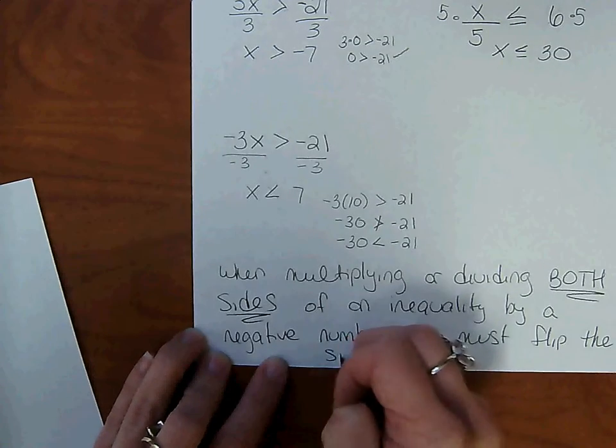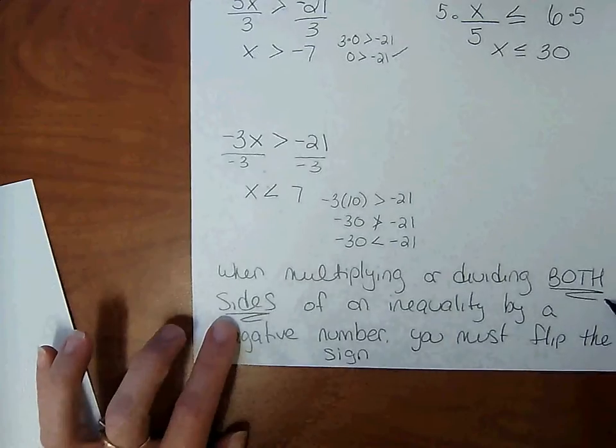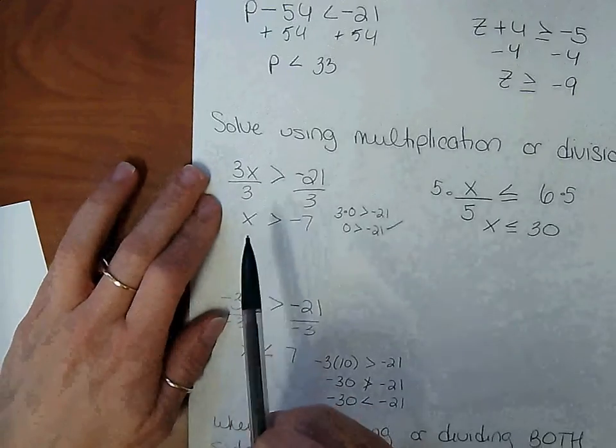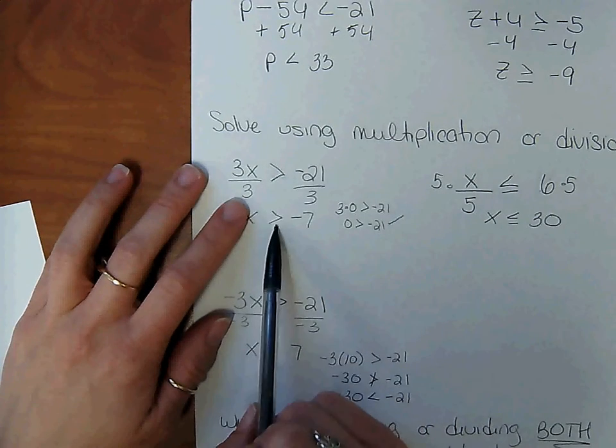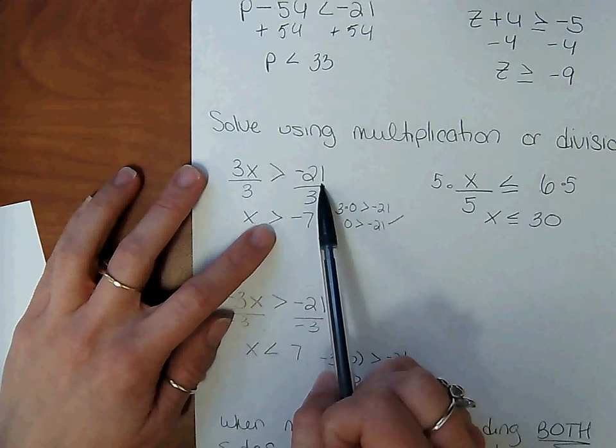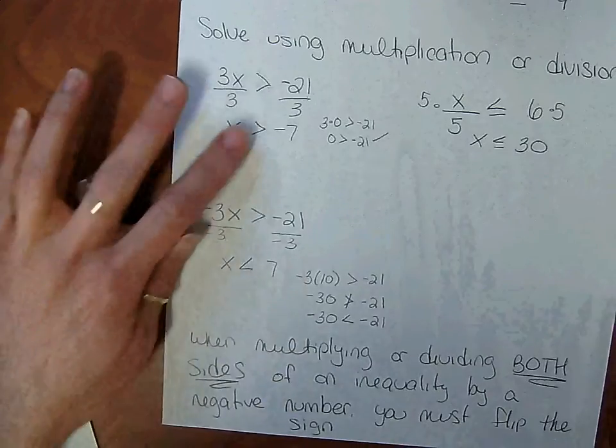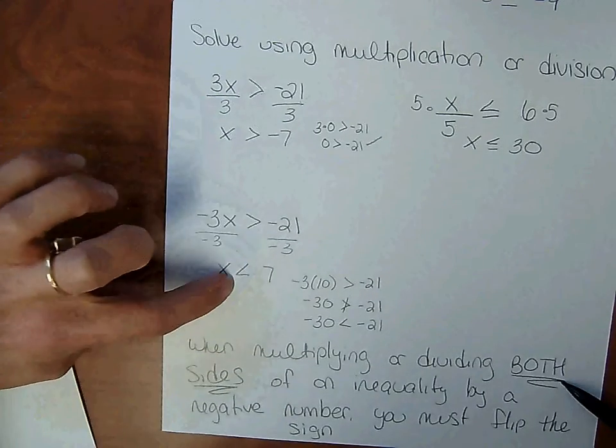So important to remember that it's what you do to both sides. Because again, coming back to this example, we divided both sides by a positive 3. The sign stayed the way it was. Didn't matter that this 21 was negative. It's what you do to both sides that determines whether or not you're going to flip that inequality.